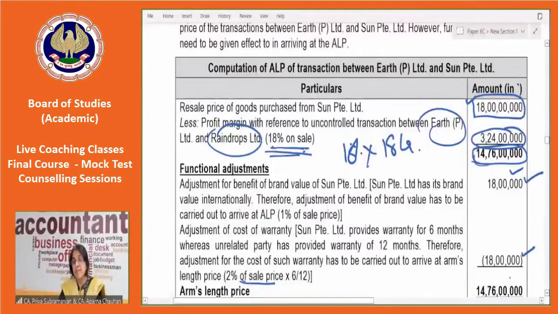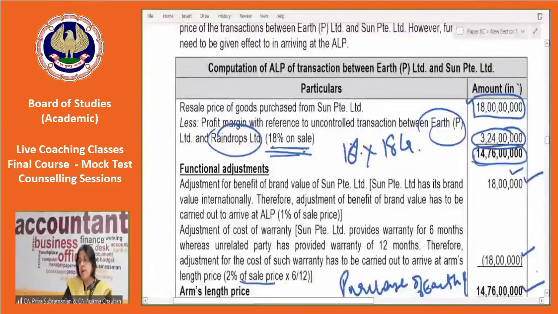So the arm's length purchase price of Earth Limited from Sun Private Limited should be 14 crore 76 lakhs. So you take the resale price of goods you purchase from Sun Private Limited. Then you adopt the arm's length gross profit margin, which is the gross profit margin from Raindrops Limited, an unrelated party. So 18% is the arm's length gross profit. So you reduce that, and thereafter you make the functional adjustments.